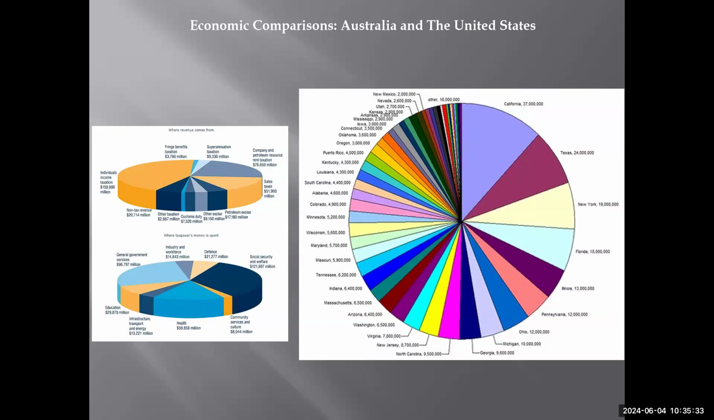And I put economic comparisons, Australia and the United States. On the right-hand side, it appears to be a pie chart of state funds in the United States. And on the left-hand side, there seems to be spending habits of Australia. So let's go ahead and talk about how we might add alternative text to these images.